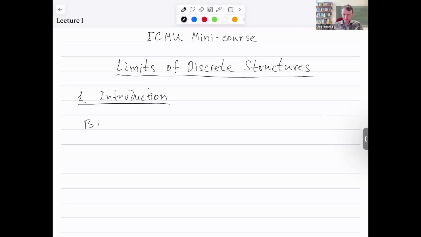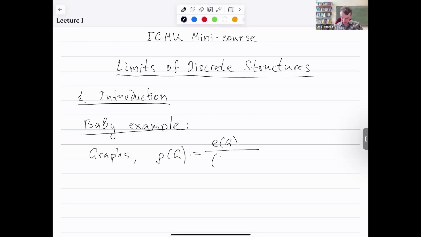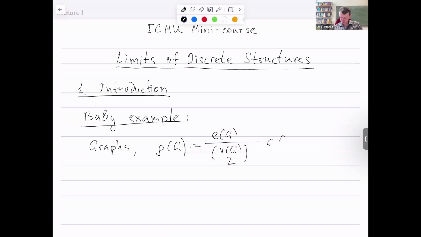And I'll start with a baby example of what I would mean by taking a limit theory. This is very basic, but I want to illustrate the philosophy of this field. Suppose you look at graphs, and the only one parameter that interests you is edge density. Given a graph G, its edge density, by definition, you take the number of edges and divide by the total number of pairs. So V(G) is the number of vertices, and if you take V(G) choose 2, you just count the total number of pairs, and this is the edge density. So it's some number between 0 and 1.